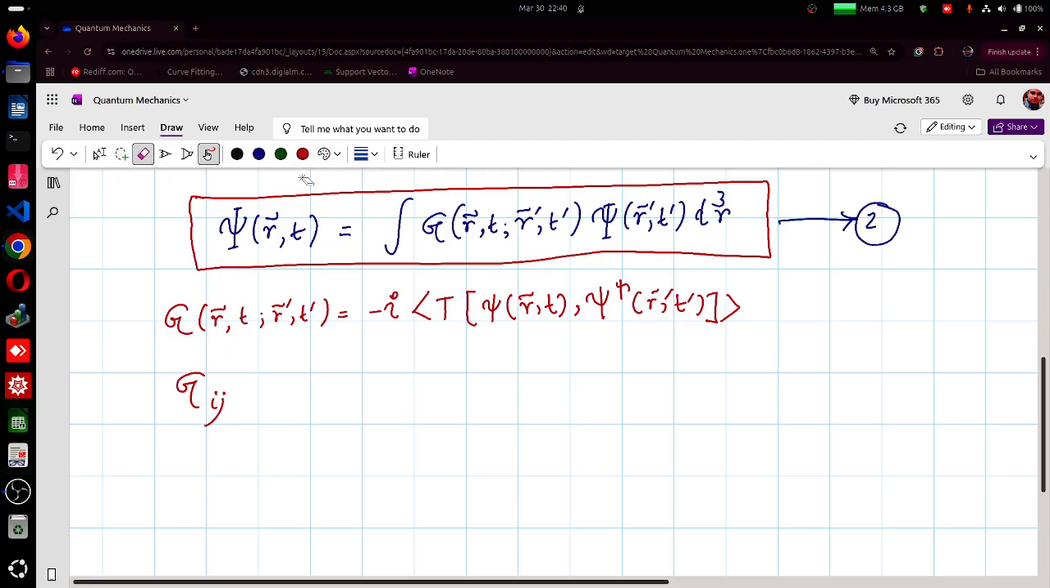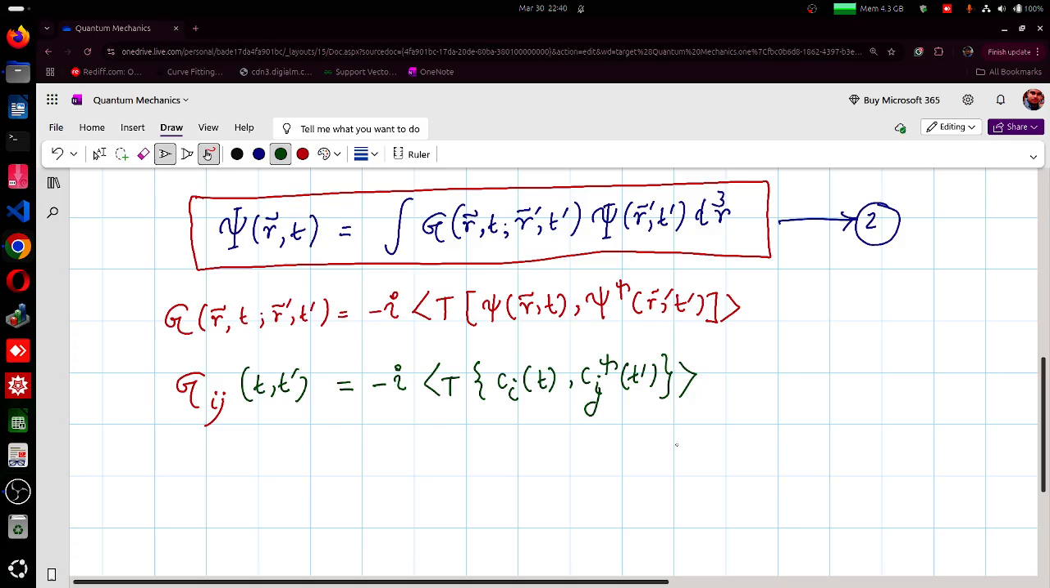Okay, so G_ij basically we are going to write. For fermions, or rather electrons, we can write in terms of time coordinate, time ordering. For fermions it is anti-commutation: ⟨{c_i(t), c_j†(t')}⟩. What does it imply?